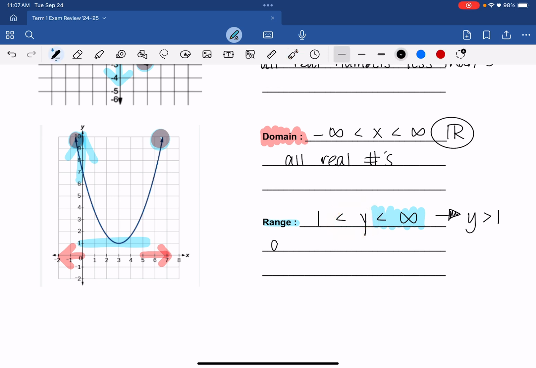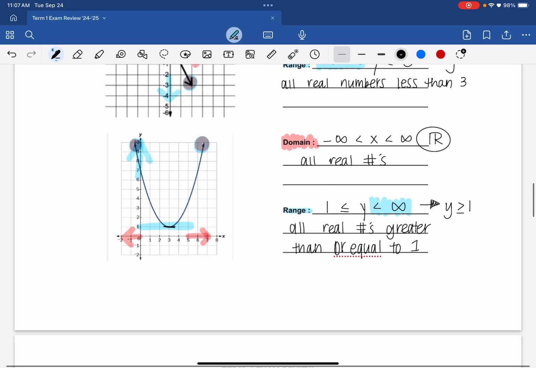So our answer is all y greater than or equal to 1, by the way, greater than or equal to 1, because the line hits 1, so therefore we can include it. That's my fault. All right.